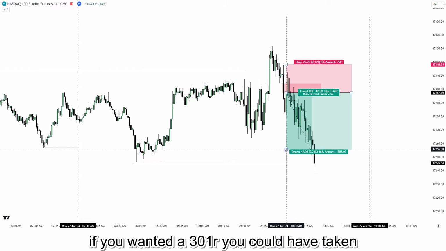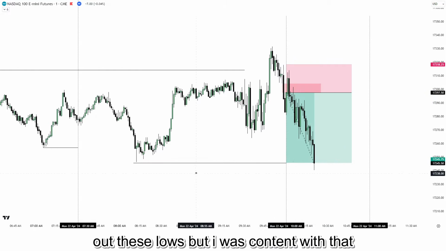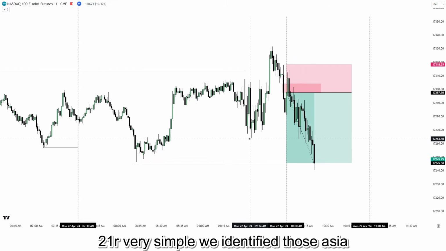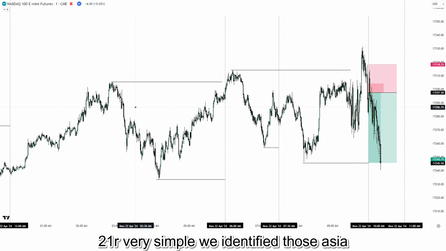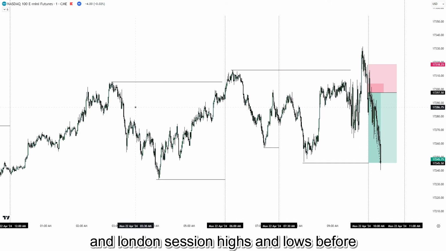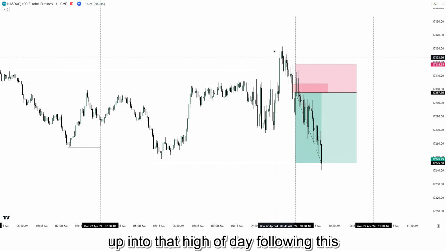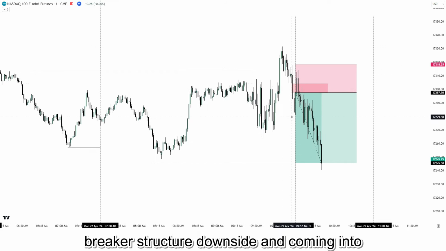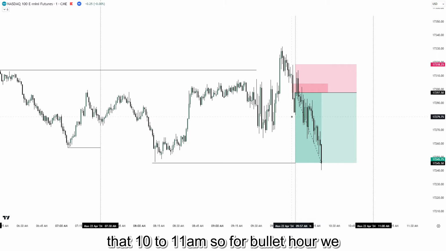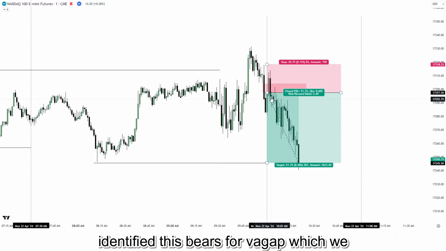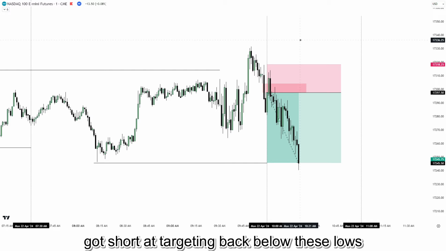Just like so. If you wanted a 3 to 1 hour, you could have taken out these lows, but I was content with that 2 to 1 hour. Very simple. We identified those Asia and London session highs and lows. Before that 10 a.m. opening, we seen that we came up into that high of day following this breaker structure to the downside, and coming into that 10 to 11 a.m. silver bullet hour, we identified this bearish fair value gap, which we got short at, targeting back below these lows.